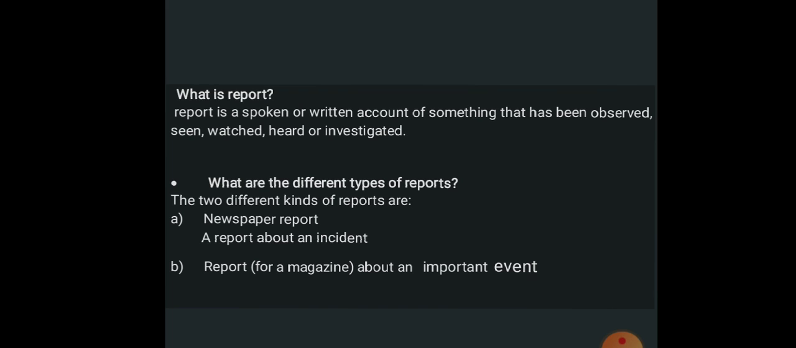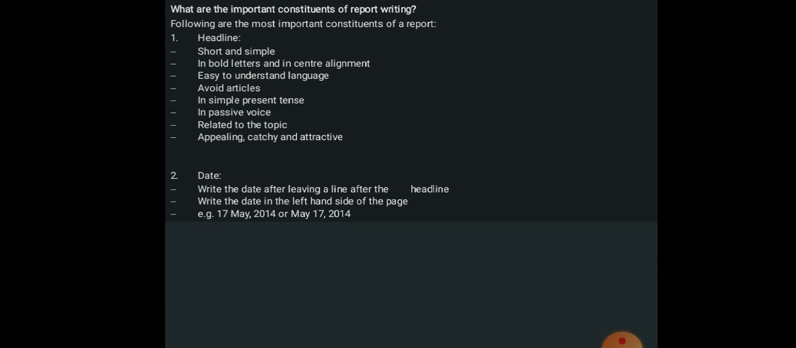So, there are different types of reports. There are mainly two types of reports. The first is a newspaper report, that is a report about any kind of incident, and the second is a report for a magazine, which contains the report about different kinds of events.